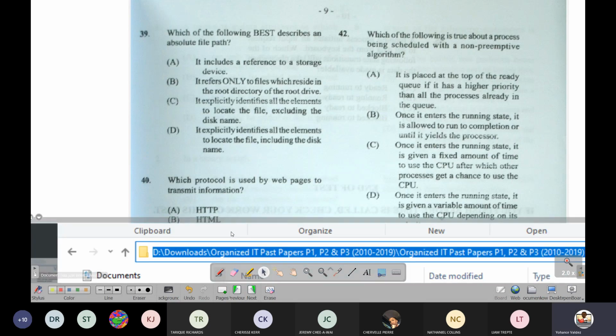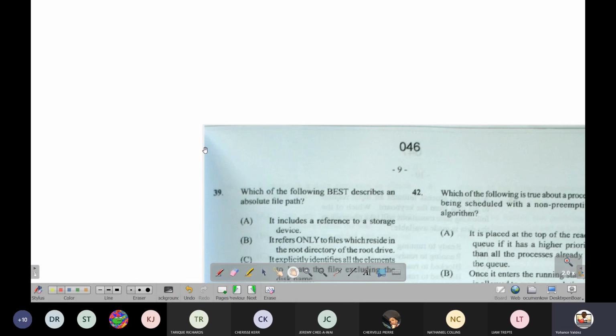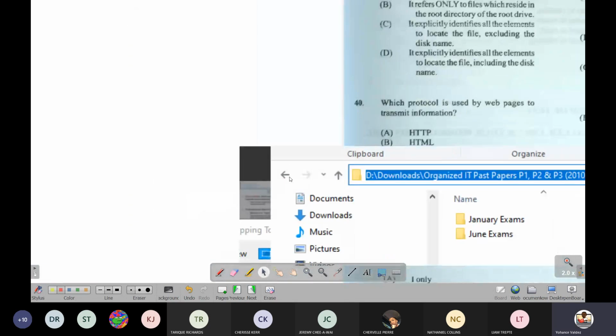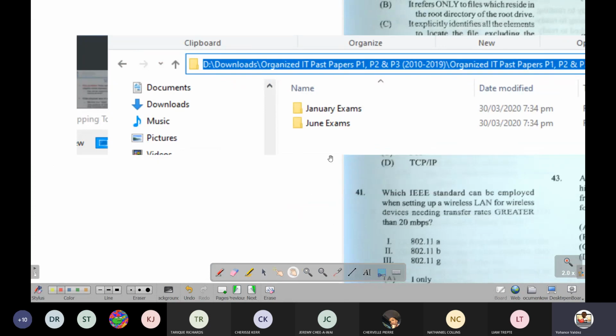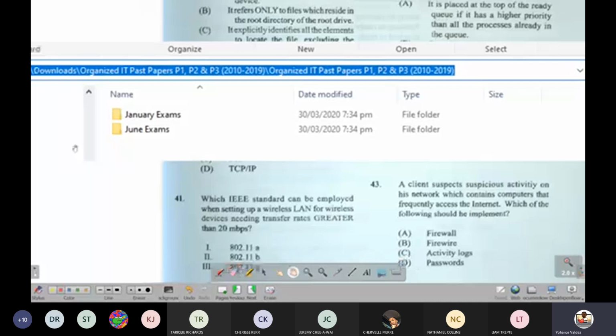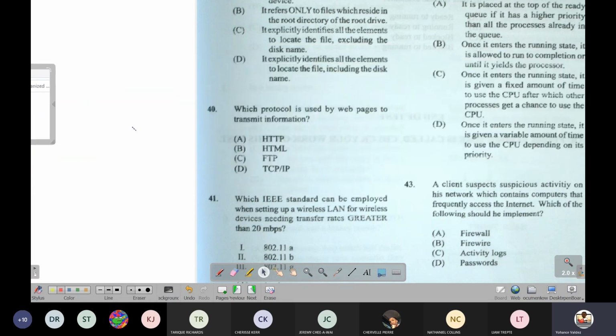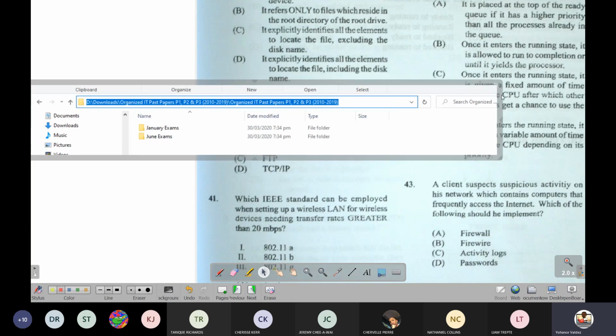So we have here, if you see it on my screen, a picture, and inside of this picture we have an example of an absolute file path where we see D, downloads, organized IT past papers, and then we have folders inside of there. If I wanted to get to this January exam folder on my computer, I have to go to this specific path on my computer. That is an absolute file path. That path is where the files are on my computer system.